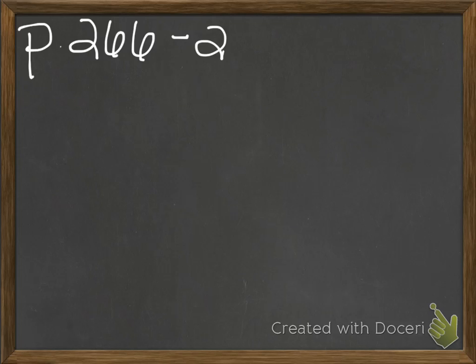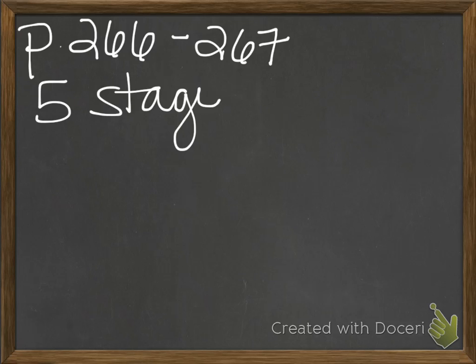So now we'll talk about the 5 stages of hemostasis. And this is clot formation and dissolution. And if you look in your book, there's a good visual, if you're a visual person, pages 266 and 267. Alright, so let's talk about the 5 stages. The first stage, and what we've talked about before, is vessel spasm.